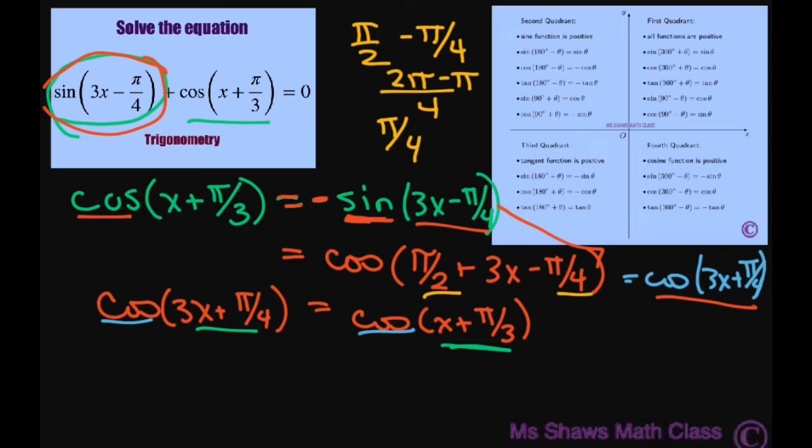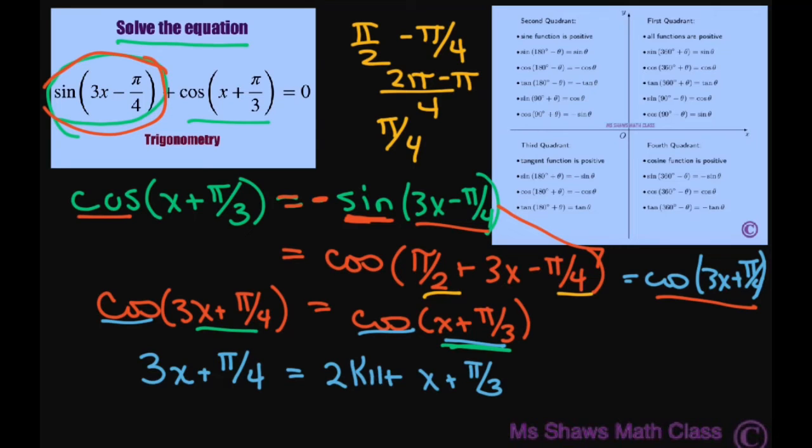But at the same time, when we're solving this equation, we're finding all solutions. We're not finding just the solutions between 0 and 2π. So we have to set up a general formula for this. So for the left-hand side, we just write 3x + π/4. And then this side, we're just going to write x + π/3. But we have to add the rotation. So that would be 2kπ.